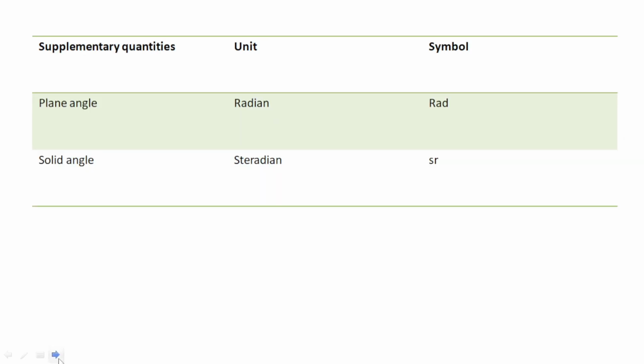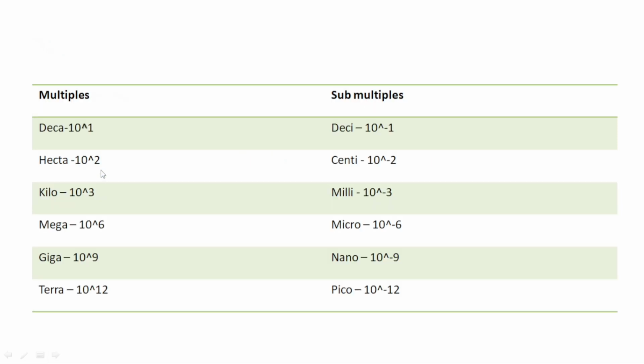Another one, the 2 supplementary quantities, their units and symbols. First one is plane angle, the unit is radian, and rad is the symbol. For solid angle, the symbol is sr. So these are the main important topics.